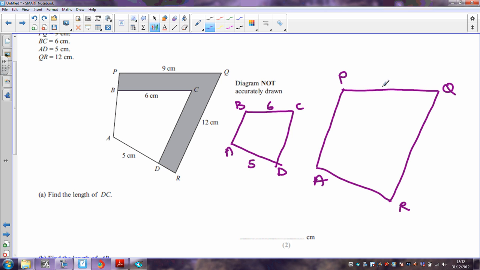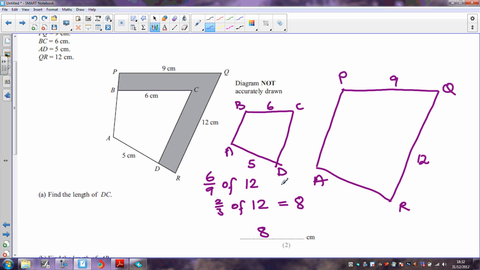Okay, similar shapes, so the angles are all the same. That's 9 there, and that's 12. Okay, so we can do this in various ways. You can see here that the length of BC is 6/9 the length of PQ. So the length of this side, which is the one that we're looking for, CD, must be 6/9 of 12, and 6/9 of 12, well, that's just the same as 2/3 of 12, and 2/3 of 12, or 1/3 of 12 is 4, so 2 times 4, which is 8.